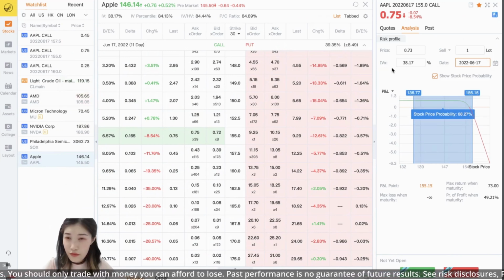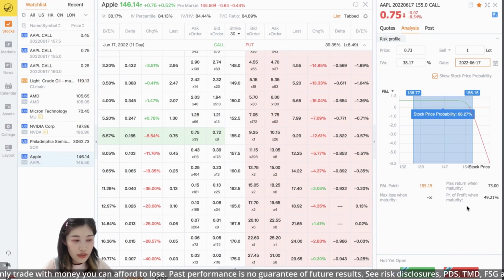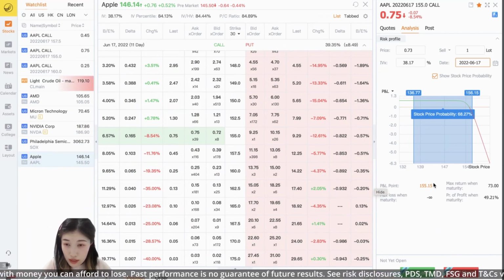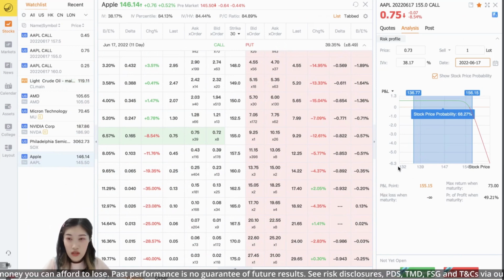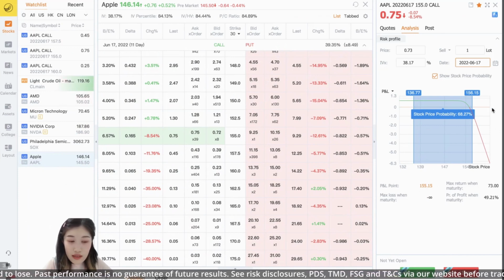Now, from the P&L chart, the max returns and the probability of profit are automatically calculated for you. So is the break-even point, which is stated as the P&L point on the chart. It is at 155.15, meaning that unless the shares of Apple rally above this break-even point, we will make a profit.